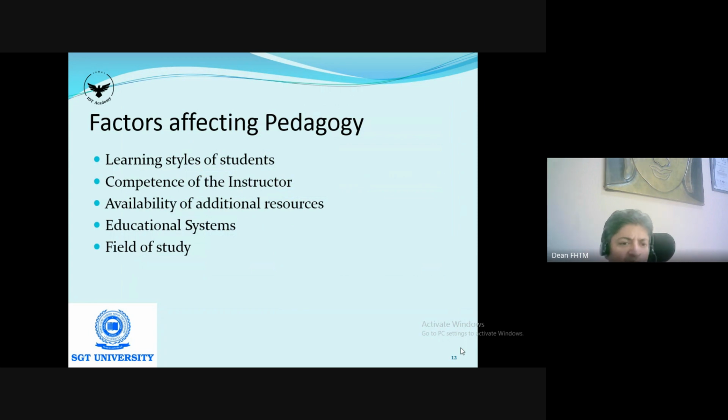Now let us look at what are the factors that affect pedagogy. There are numerous factors which play an impact on this. The most important one is the learning style of the student. What exactly is the learning style of a student? Anyone? You can put your thought on the chat box. What do you understand by learning style?